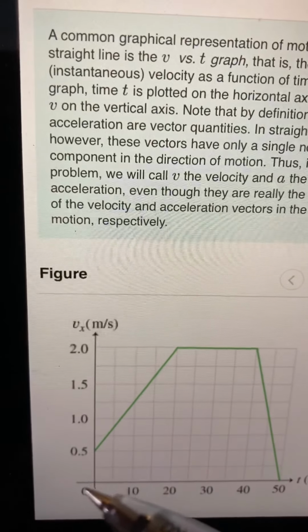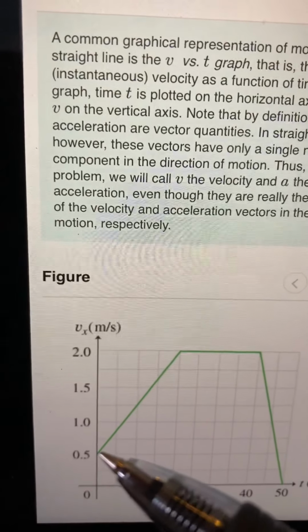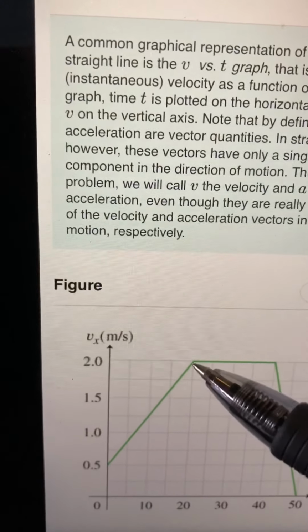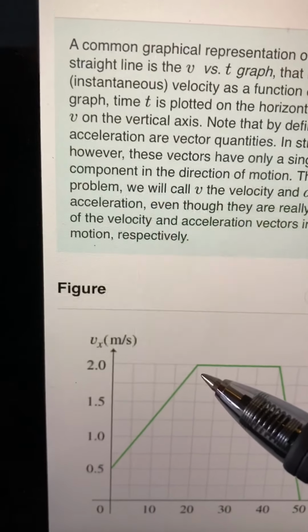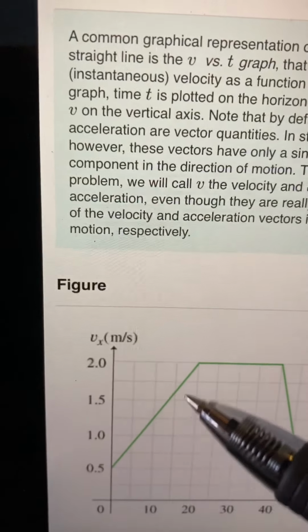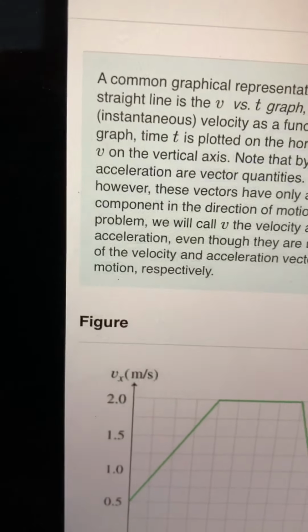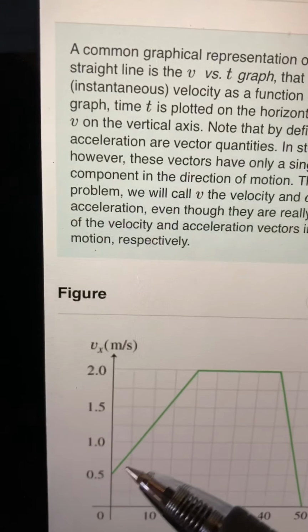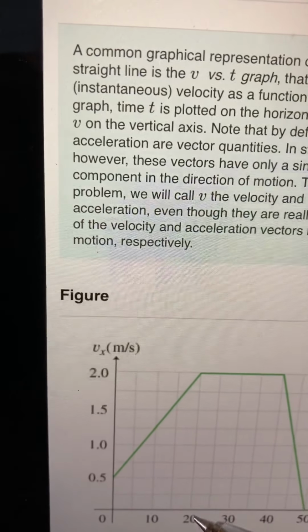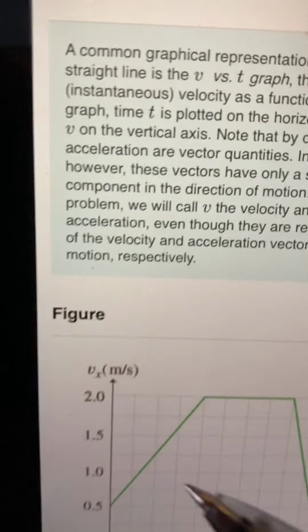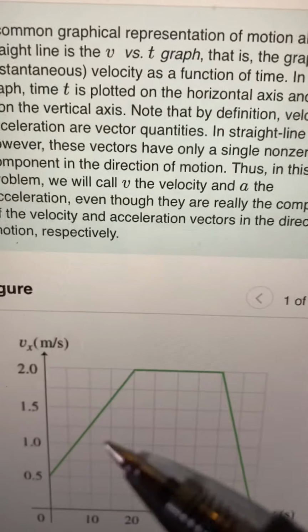So we know that at 0.5 velocity, after 20 seconds, it's at 2 meters a second velocity. So that is part one of question B. If you have an initial velocity, an ending velocity, and a time, you can figure out the distance with constant acceleration. The next part is way simpler.